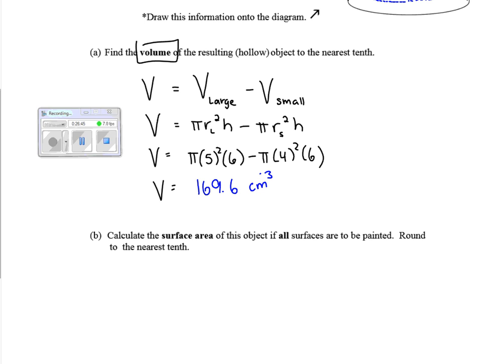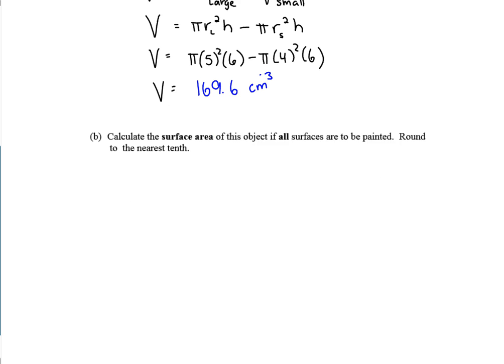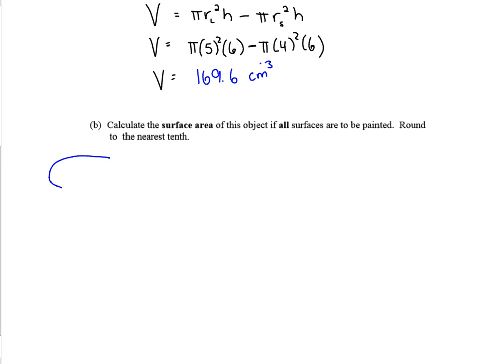Okay, surface area. Now, it says calculate the surface area of this object if all surfaces are to be painted. Round to the nearest tenth. This one's tough, including the inside. Okay, so let's break it down. We have, first of all, the shape on top, right? What shape is that actually? I'm going to just draw it. Let's just view the top view.